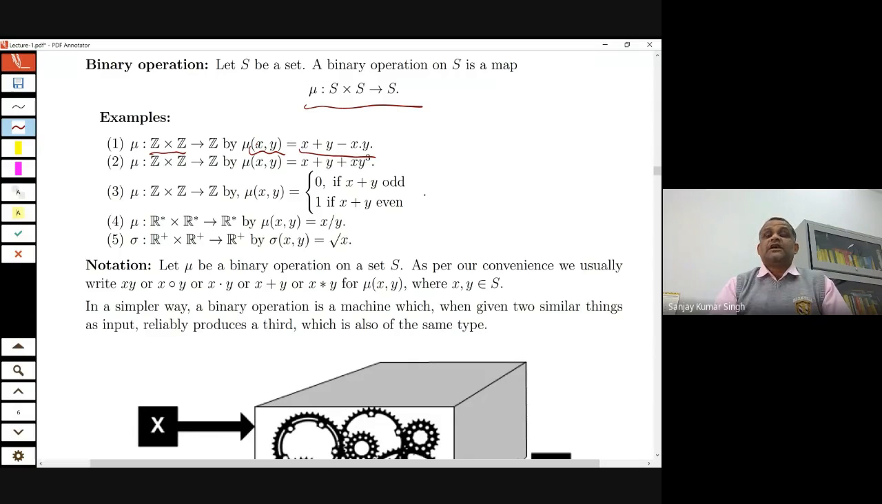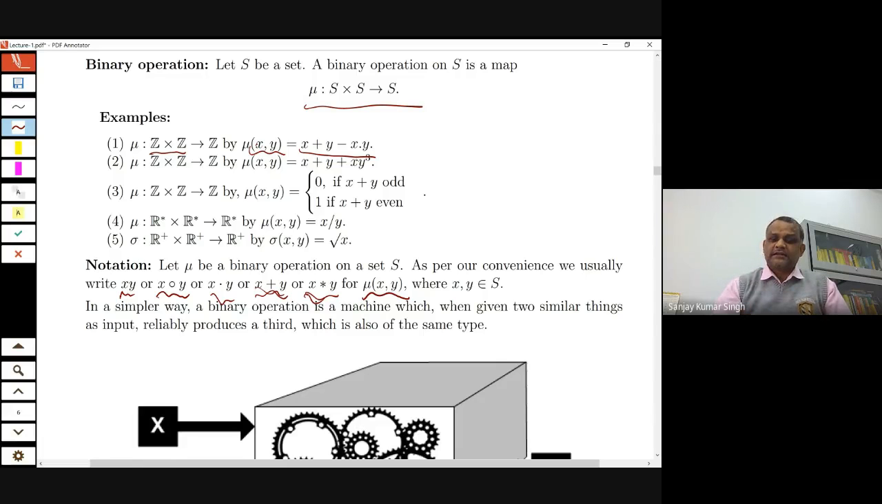And now I am looking at some nice properties of this binary operation. Before that, I will fix my notation in this lecture series. Sometimes I will denote the symbol mu(x, y) with just xy, or x circle y, or x dot y, or x plus y, or x star y. So whenever I write like this, it is clear that it is the image of the map mu at the point (x, y).